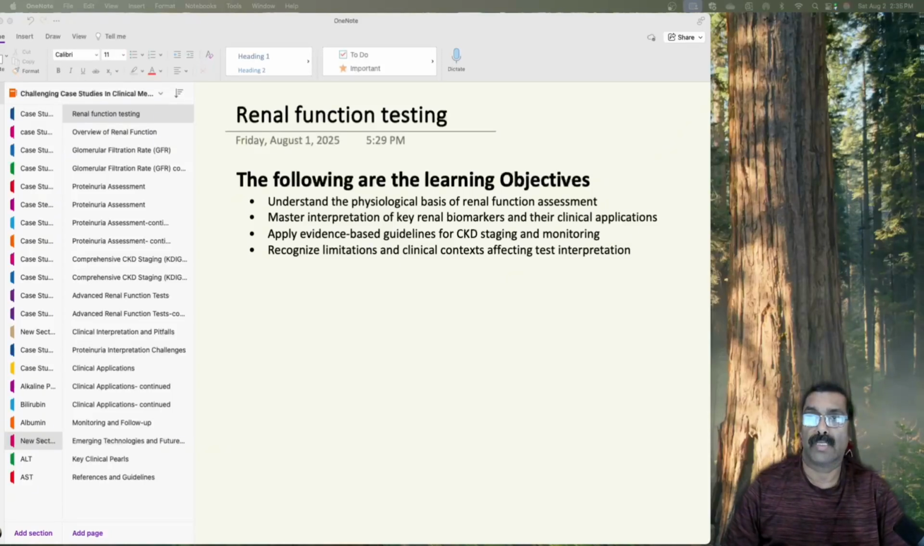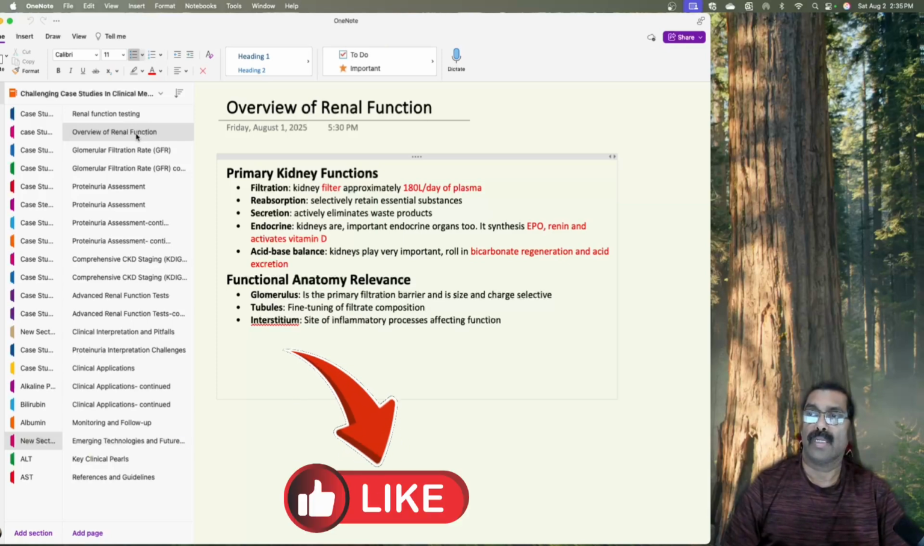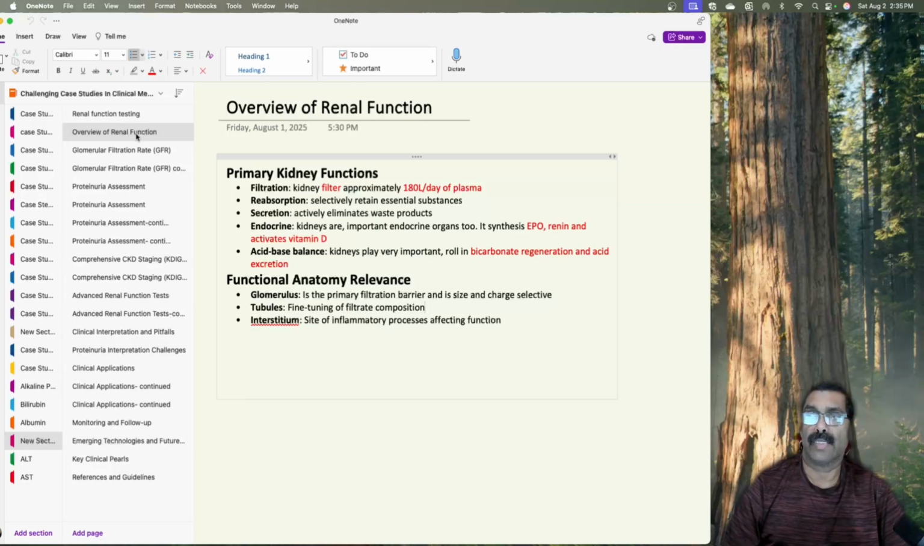Today we're going to be discussing another very important topic in clinical medicine, namely renal function testing. Overview of renal function. The following are the primary functions of kidneys. Filtration. Kidney filters approximately 180 liters per day of plasma. It selectively retains essential substances. It actively eliminates waste products.